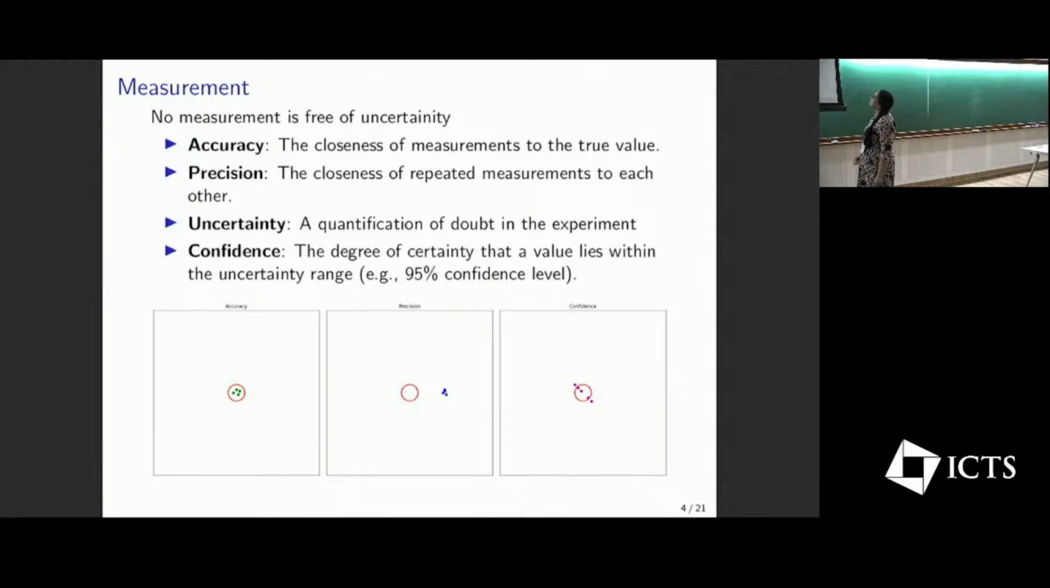But there are some well-accepted terms which are supposed to mean some things. So accuracy is typically what we call the closeness of our measurement to what is known to be a true value. So if you know the actual value of the density of gold and you go and measure it and it happens to be close to it, then it would be an accurate measurement.